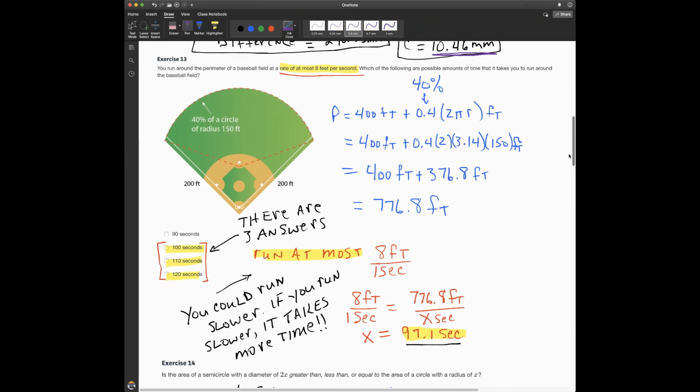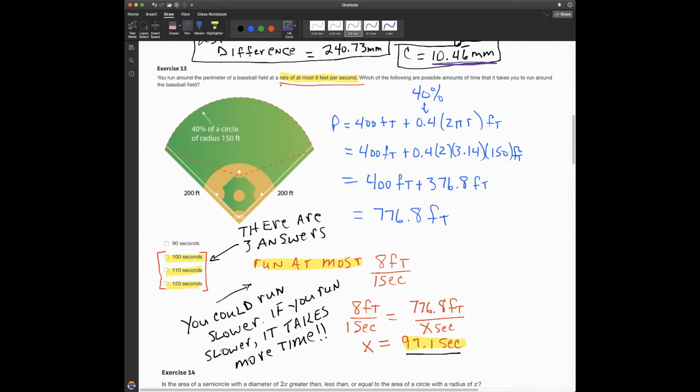The next problem, baseball field. You run around at a rate of at most 8 feet per second, which means you could run slower. And if you run slower, then it will take longer for you to travel around the baseball field. So we have to figure out first what the perimeter is, and I do that work up here, 776 feet. I run at most 8 feet per second. So then I use that and I make a proportion. I do the work and figure out that at 8 feet per second, it takes me 97.1 seconds.